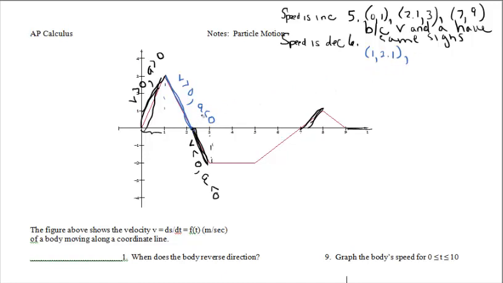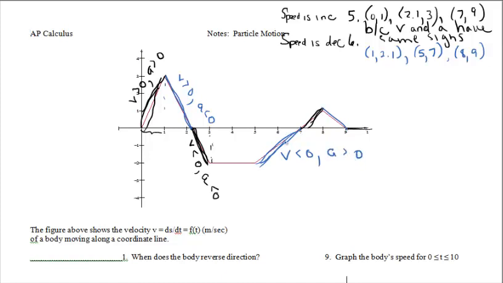The other time that our particle is slowing down is from 5 to 7, because the velocity graph in our physics brain is moving towards the x-axis. And also 8 to 9. Okay, let's look at the interval from 5 to 7. v is negative, but a, the slope, because velocity is increasing, a, the slope is positive.